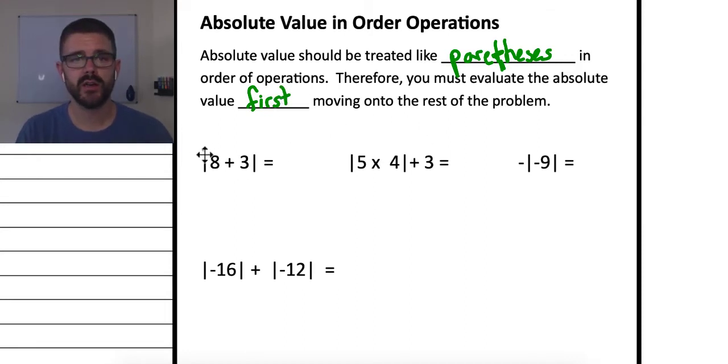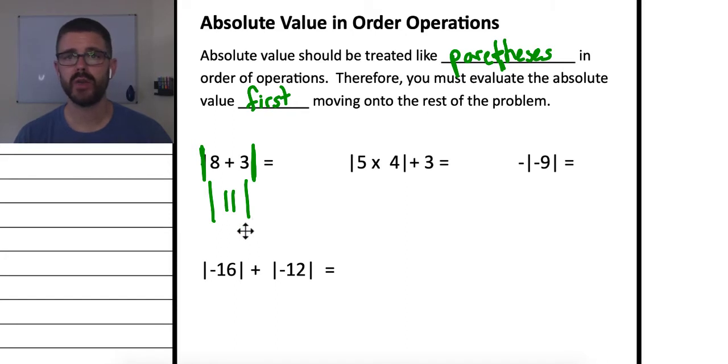So, for instance here, the absolute value is around the whole problem. So think of like parentheses. You have to do inside the parentheses first. 8 plus 3 is 11. And now I want to find the absolute value of it. How far is 11 away from 0? Well, that's 11 steps away.